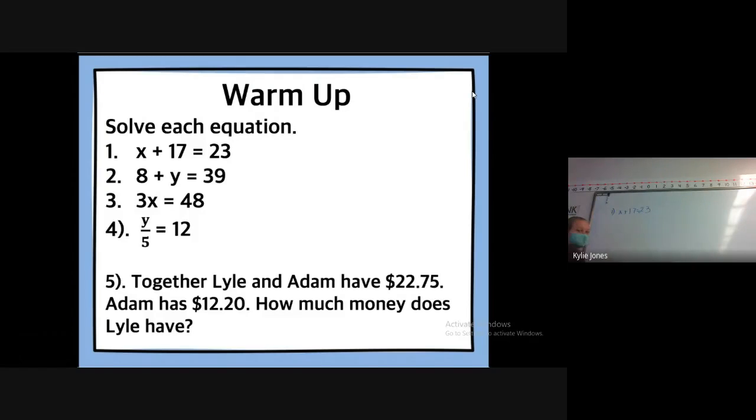So on numbers 1 through 4, solve for x or y, whichever one it is. So solve for the variable. Take a couple minutes, try these ones.